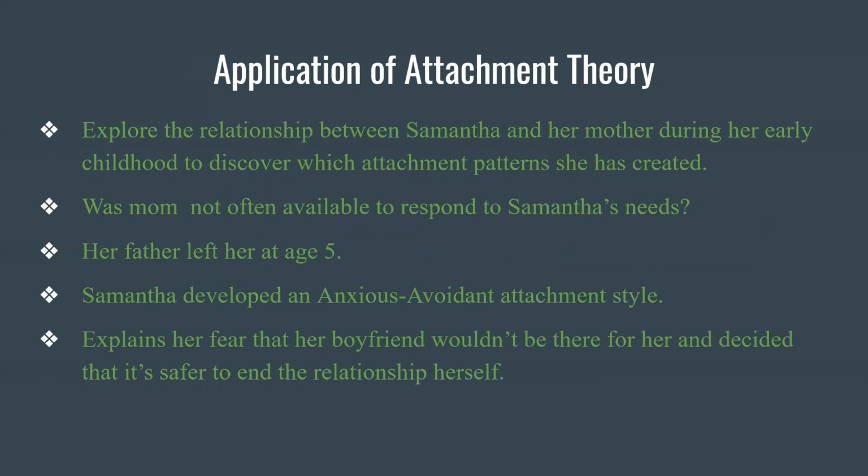Perhaps we would find that mom was not often available to respond to Samantha's needs. We also know that her father left her at age 5. With this information, we might be able to discover that Samantha developed an anxious avoidant attachment style. This would explain her fear that her boyfriend wouldn't be there for her and her decision that it's safer to end the relationships herself.